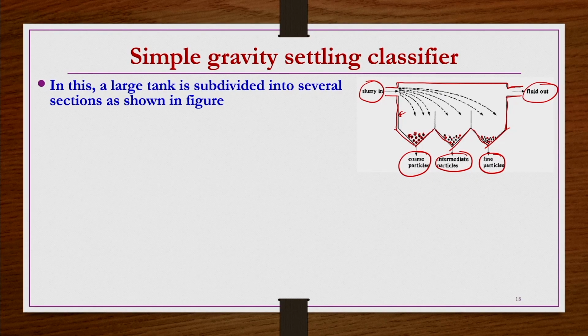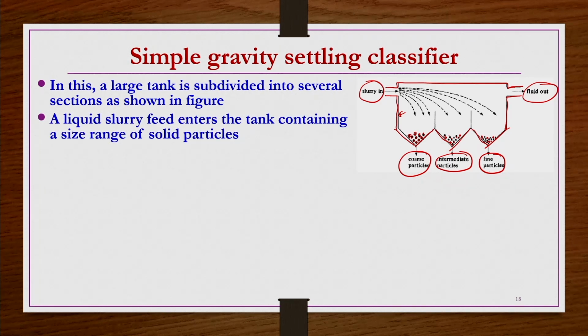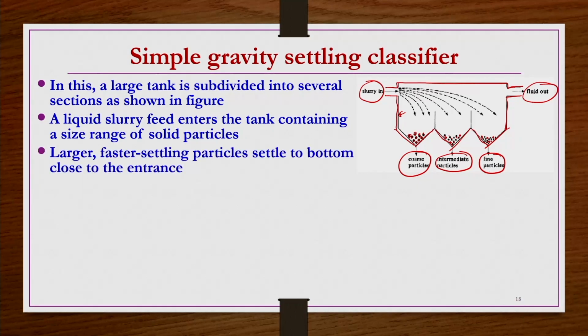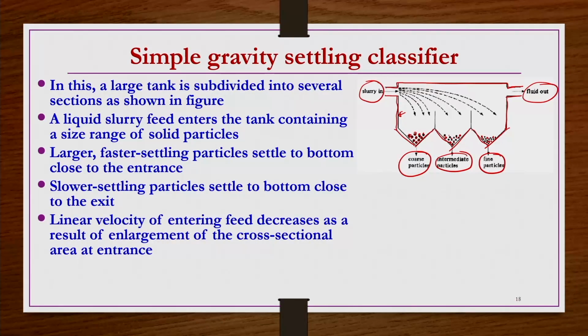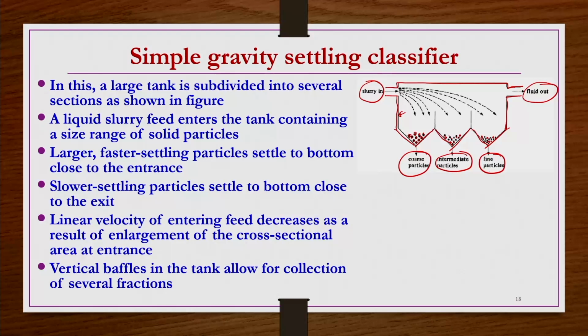In this, a large tank is subdivided into several sections as shown in the figure. A liquid slurry feed enters the tank containing a size range of solid particles. Larger, faster settling particles settle to the bottom close to the entrance. Slower settling particles settle to the bottom close to the exit. The linear velocity of the entering feed decreases as a result of enlargement of the cross sectional area at the entrance. Vertical baffles in the tank allow for collection of several fractions.